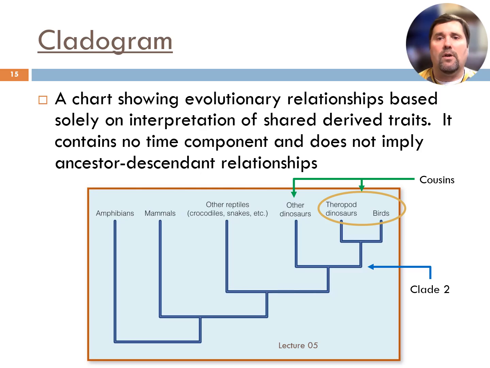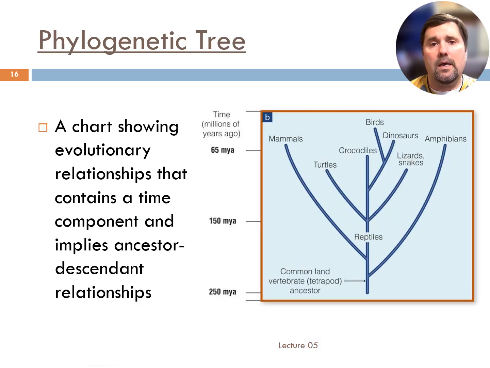As statistically accurate as that is, it isn't really what our brains want to see when we talk about evolution over time. We want to see a phylogenetic tree, a chart showing evolutionary relationships that contains a time component and implies ancestor-descendant relationships. This phylogenetic tree shows the same groups of living things as the cladogram, but now you can clearly see that the bird branch splits off of the dinosaur branch, indicating that some dinosaurs are ancestors of birds. But the dinosaur branch continues past the branching point, so some dinosaurs are not ancestral to birds.